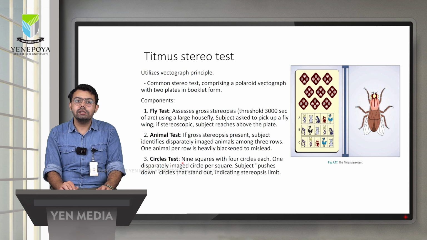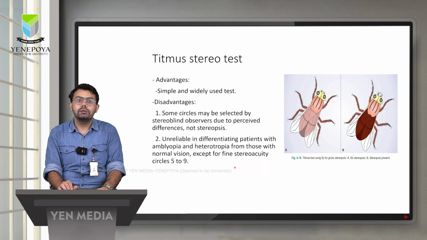The circle test has 9 squares with 4 circles each. One disparately imaged circle per square is present. The subject pushes down the circle that stands out, indicating the stereopsis limit. The disadvantage is that some circles may be selected by stereo-blind observers due to perceived differences, not stereopsis. And it is unreliable in differentiating patients with amblyopia and heterotropia.